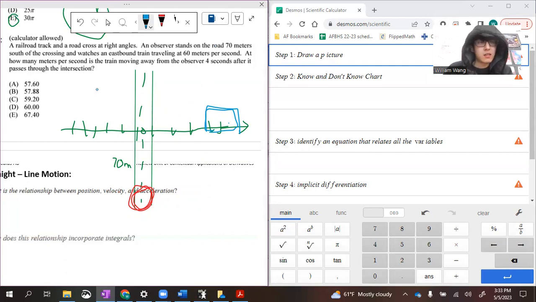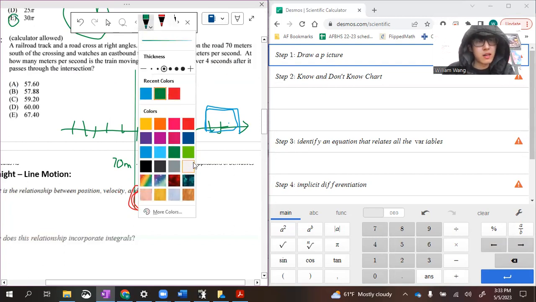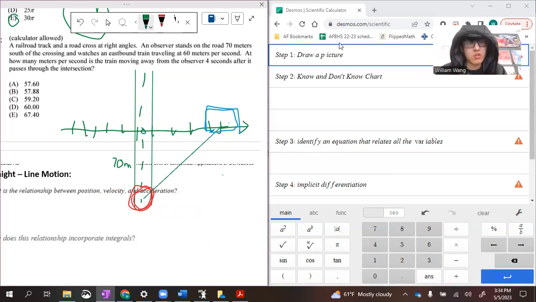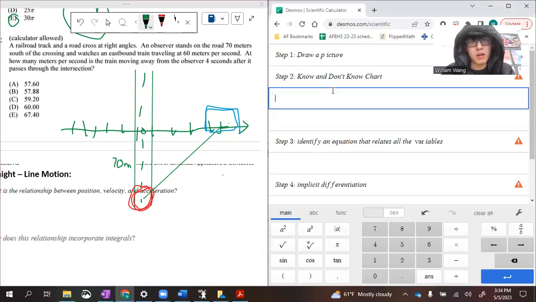Cool. And how fast is the train moving away from the observer 4 seconds after it passes through the intersection? So what I'm really trying to find is this distance, the distance between the observer and the train, that straight line there. I want to know how much that's increasing by. That's how fast the train's moving away. Okay, so my picture's roughly drawn. Let's label some things.